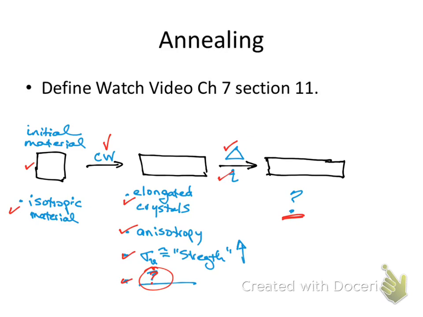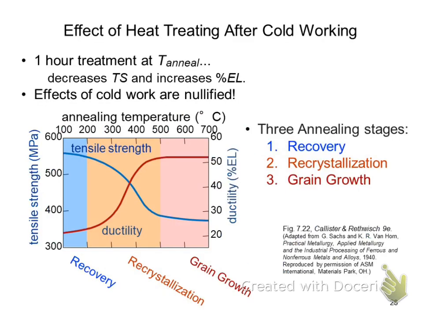We can change the amount of cold working, which will change the density of the dislocations. We can change the temperature, and we can hold it for different amounts of time. So the entire process of annealing is an engineering process to optimize the material to be whatever we want it to be in the end. So let's go ahead and look at what those effects are.